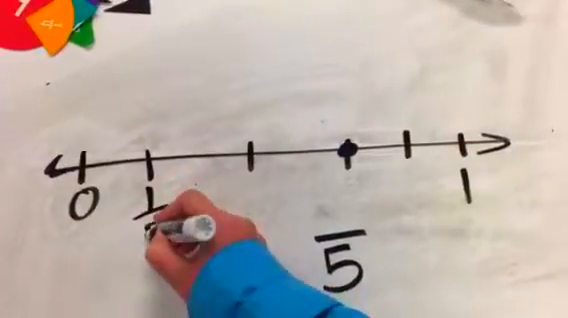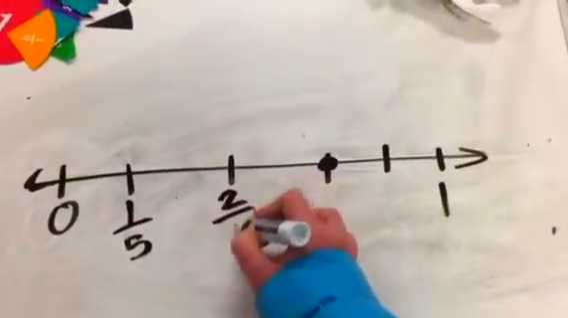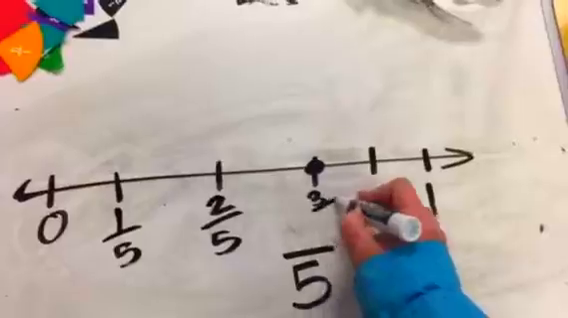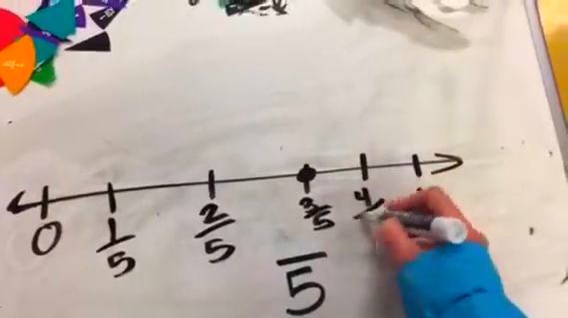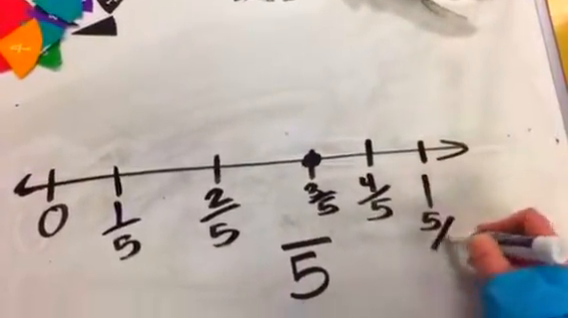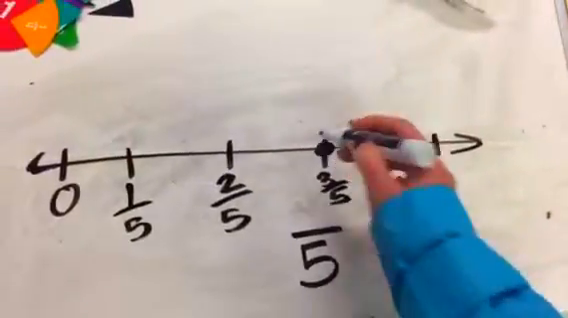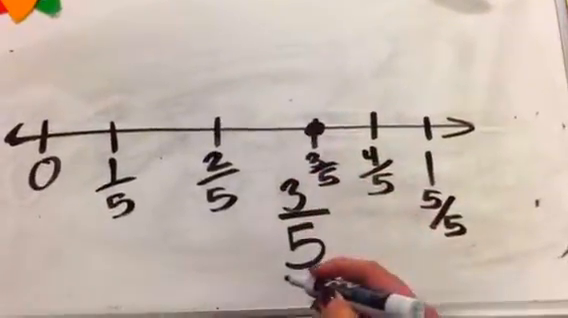This would be 1/5, 2/5, 3/5, 4/5, and 5/5. Okay, so my point is at 3/5.